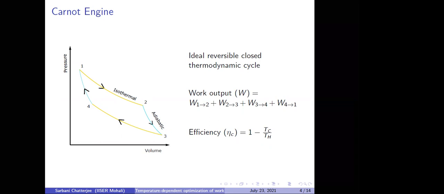Now the work output is the sum of the work done in all the four processes, and the efficiency is then equal to 1 minus Tc by Th. The Carnot engine is an ideal heat engine, so it has the maximum possible attainable efficiency.